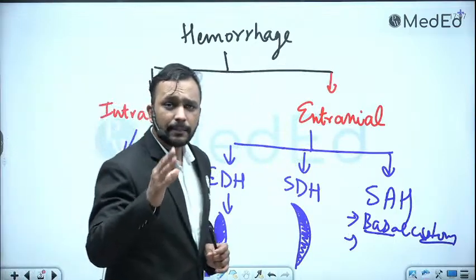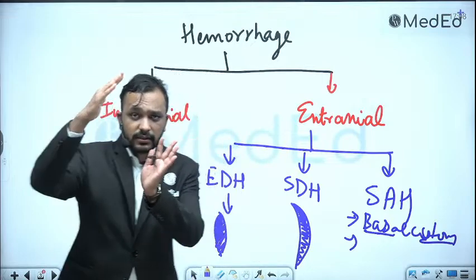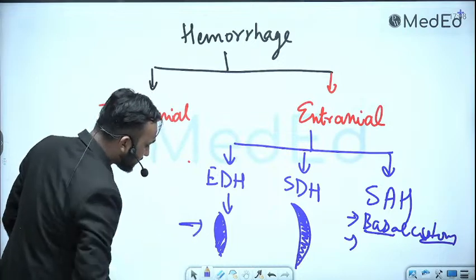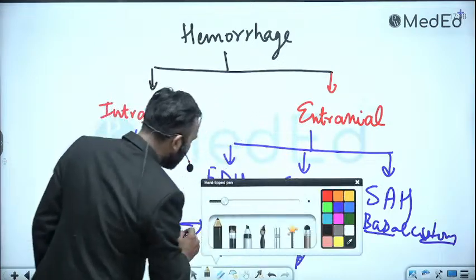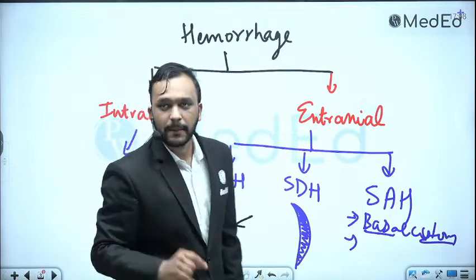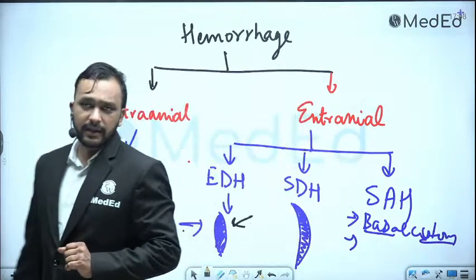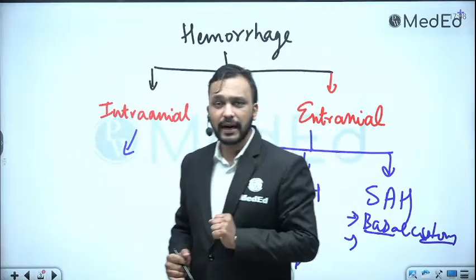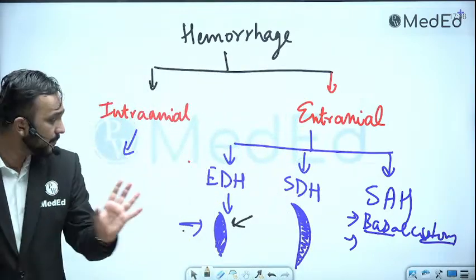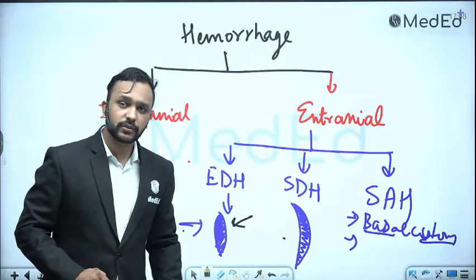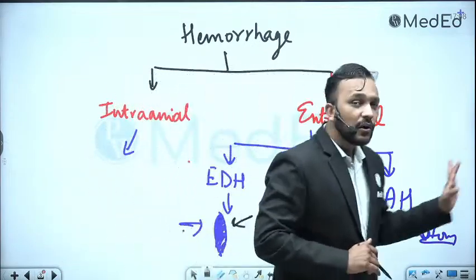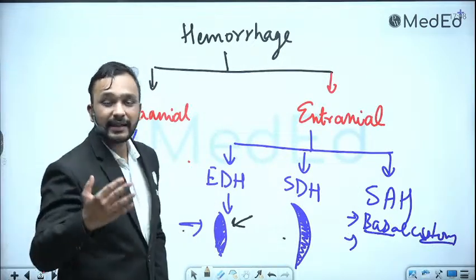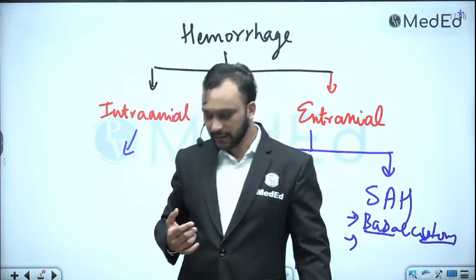If the bleed is between the dura matter and the skull bone, then it is an extradural hemorrhage. What is the shape of the extradural hemorrhage? It is biconvex, right? Or if the bleed is subdural, okay, between the dura matter and the arachnoid matter, then that bleed is subdural hemorrhage, okay. Its shape? Concavo convex. And last, if the bleed is in the subarachnoid space, okay, that is the subarachnoid hemorrhage, right?